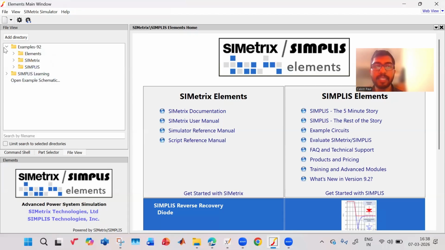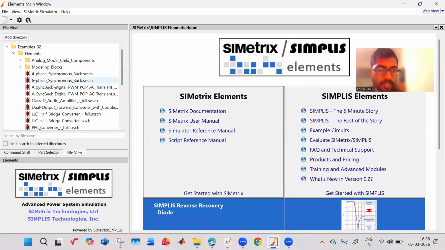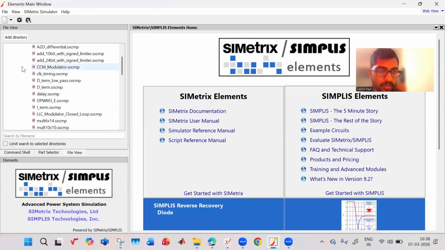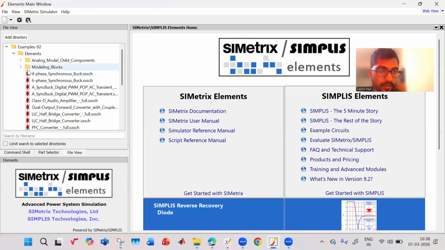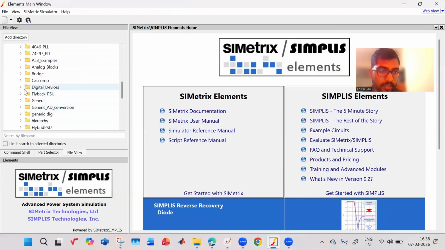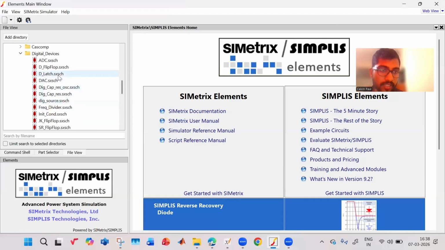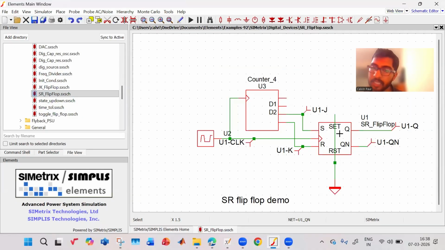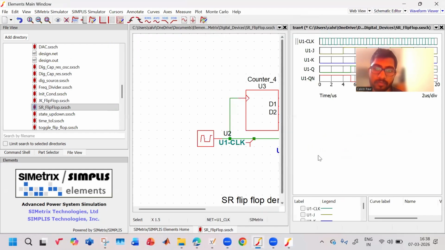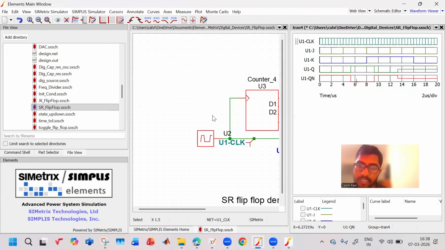When we have downloaded it, there are certain examples which come. Certain elements are there. In the digital devices, you can have a D-latch, a D flip-flop, JK flip-flop, SR flip-flop. So let us go to the SR flip-flop. This is the SR flip-flop. This is a ready-made example they have given to us. Let us run it. It's just a demo. You can see the outputs.